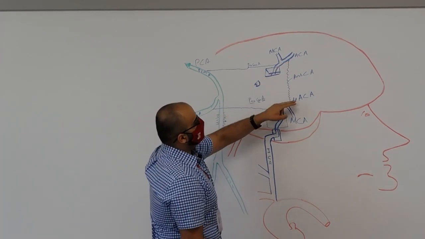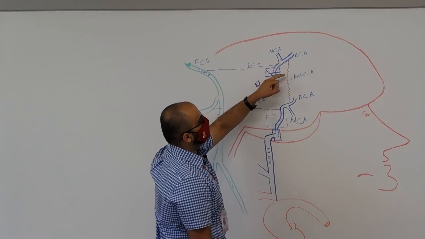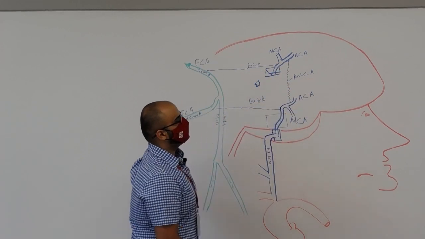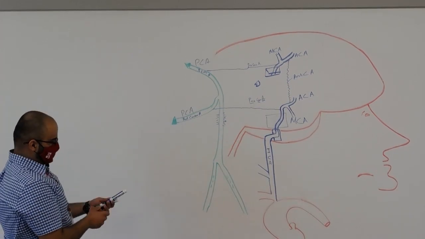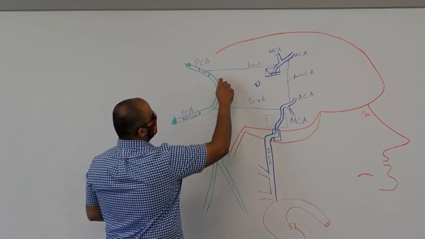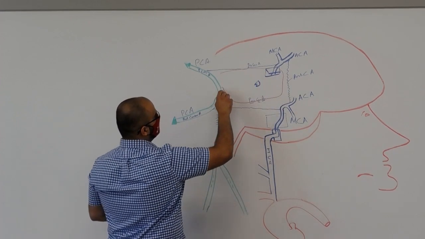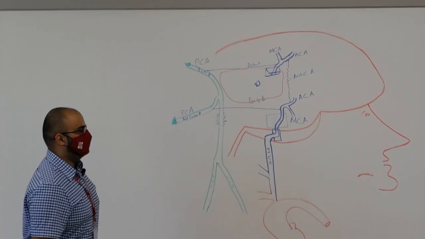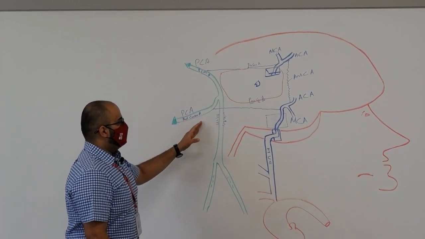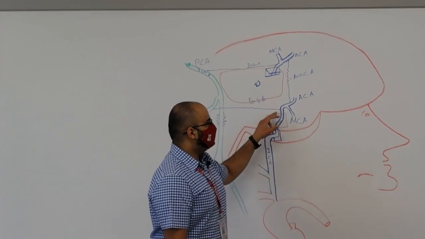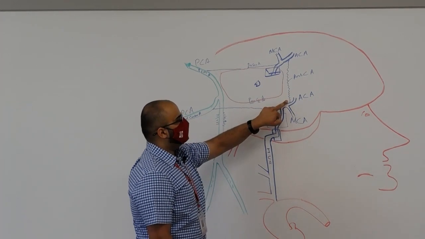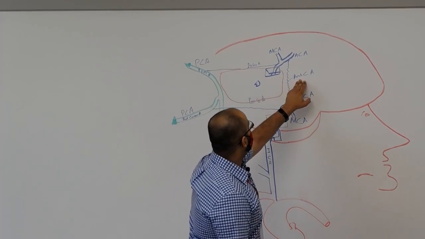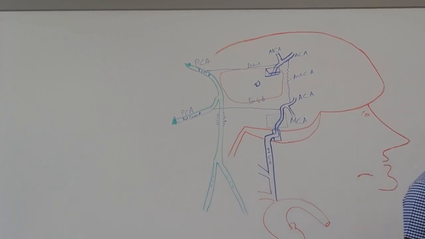And both anterior cerebral arteries are communicating with each other with the anterior communicating artery. So this is a circle. We call this the circle of Willis. It consists of the posterior cerebral artery and internal carotid artery, anterior cerebral artery, anterior communicating artery. So just familiarize yourself with the structure.